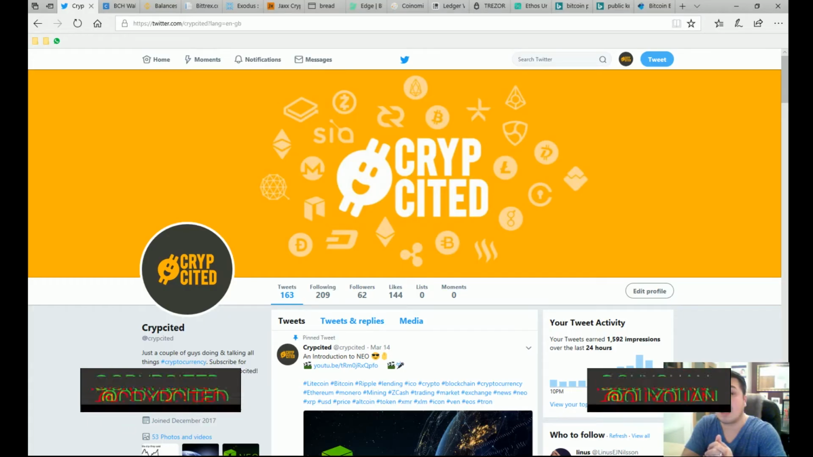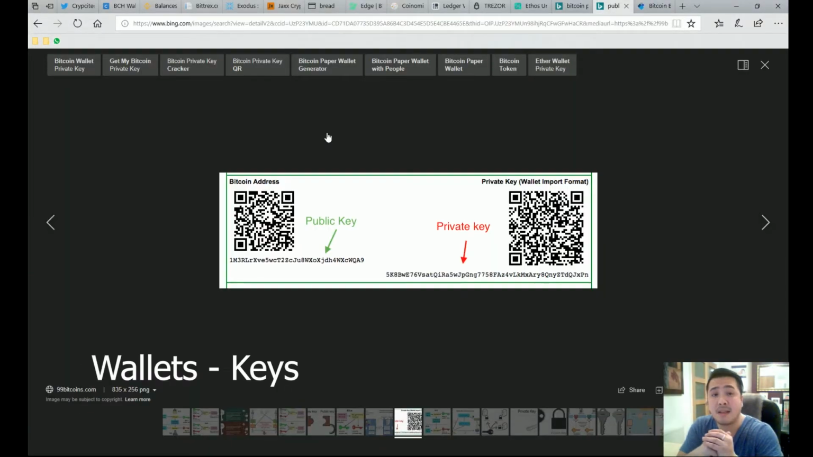So firstly, in your wallet, you've got two keys. One is your public key, second is your private key. Now, your public key is essentially an address you can share with anyone you wish to receive funds from. So essentially, you'll give them your public key address and they can send you some cryptocurrencies.